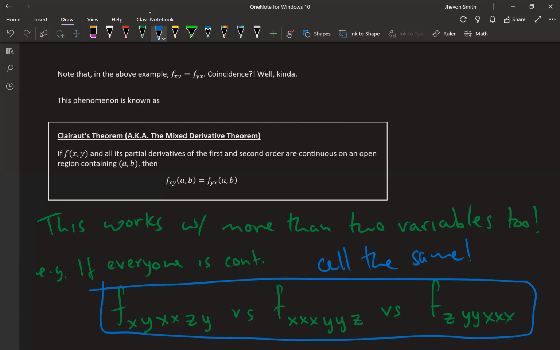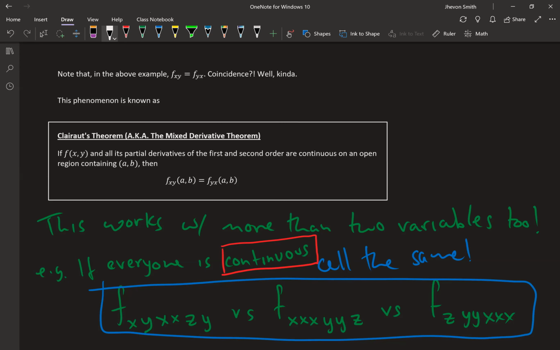However, it's very important that you do need continuity. So let me actually write out continuous. You cannot assume this is true unless everybody's continuous. The moment one of these might have a division by 0 or a negative under a radical or something like that, the order definitely matters. And you can end up in trouble because you're going to think of derivatives as being the same, but they're not.